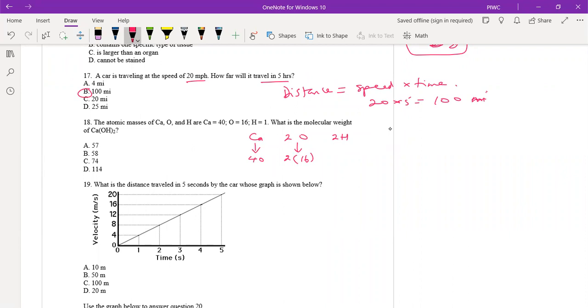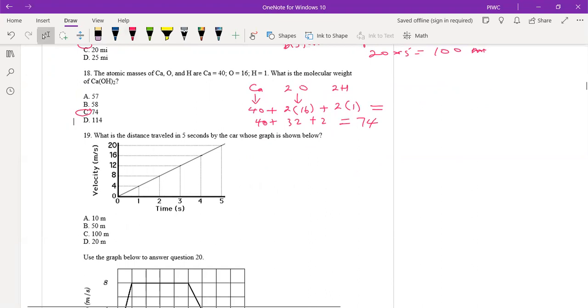And then two hydrogens. So each one is one. Okay, so you have to add all this to get the molecular weight. So it's 40 plus 32 plus 2, and then that will give us 74. So that should be C. Okay, 74. Okay, number 19.